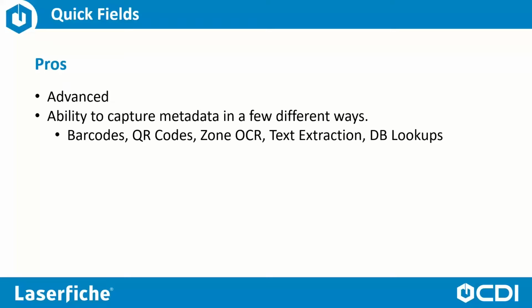We can also use just generic text extraction, which is similar to Zone OCR, but generally is looking at the entire page to try to determine certain information. A little trickier there. And then, of course, we can also introduce database lookups into our Quick Fields sessions to be able to pull back additional information and apply that to the documents.